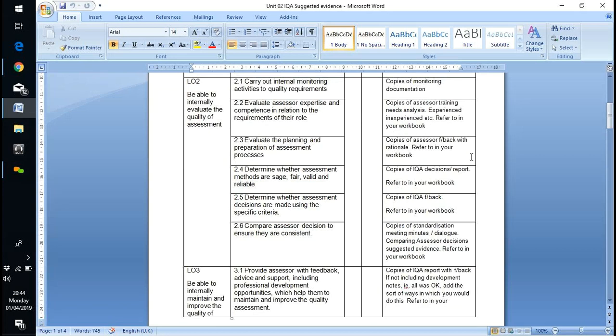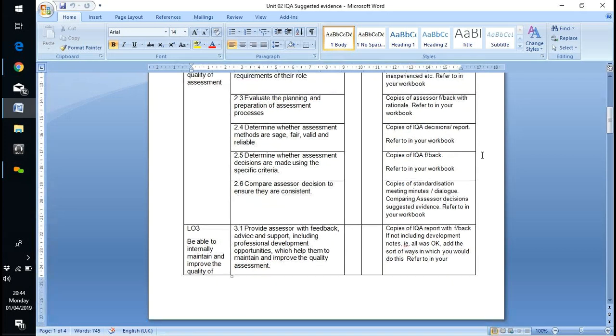So evaluate the planning and preparation of the assessment process. This is where copies of your assessor feedback with the rationale for why you made that decision, and any recorded conversation you've had with the assessor about the plans and preparation before the assessment took place.